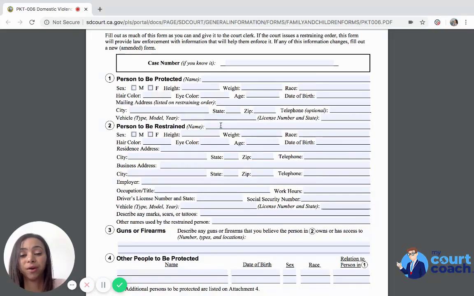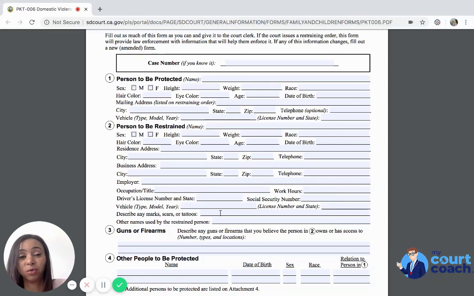So person to be restrained, this is very important as well. So you're going to include their name, their gender, their height, their weight, their race, their residential address, so where they live, and their business address, as well as where they work. What is their business title? What are their work hours? Their driver's license number and state, if you know it, their social security number, if you know it, what their vehicle is, what the license plate number is, and then describing any marks, scars, or tattoos.